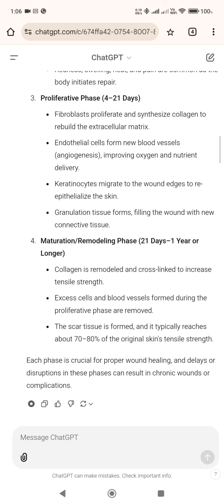4. Maturation remodeling phase, 21 days to 1 year or longer. Collagen is remodeled and cross-linked to increase tensile strength. Excess cells and blood vessels formed during the proliferative phase are removed. The scar tissue is formed, and it typically reaches about 70 to 80% of the original skin's tensile strength. Each phase is crucial for proper wound healing, and delays or disruptions in these phases can result in chronic wounds or complications.